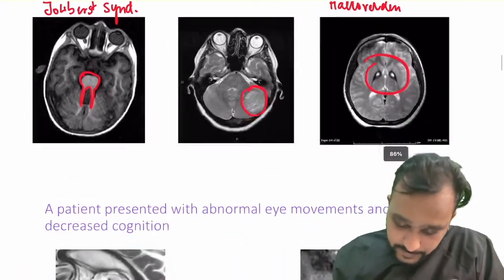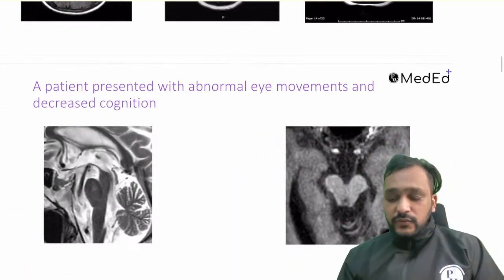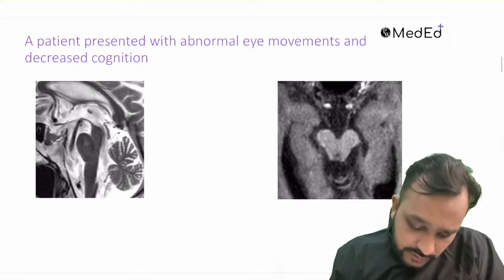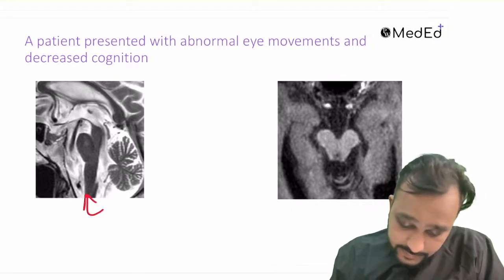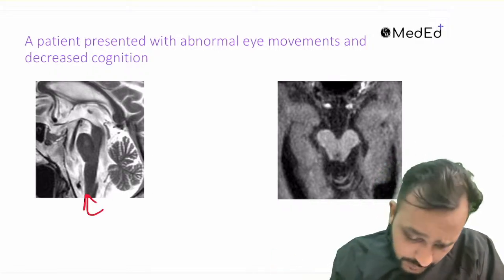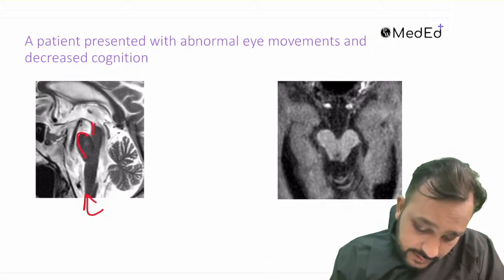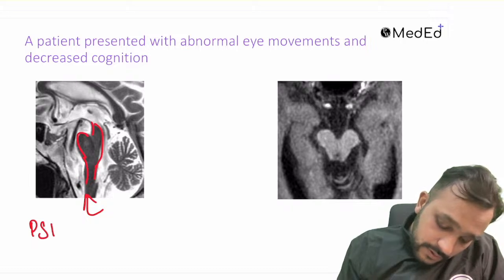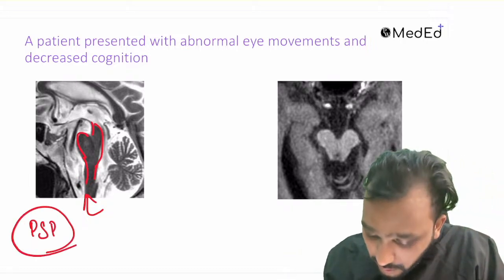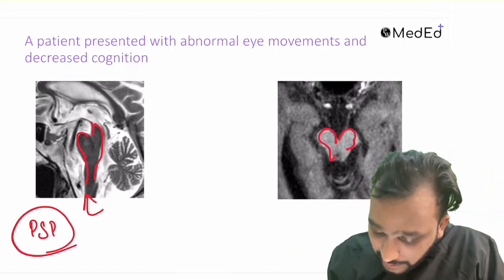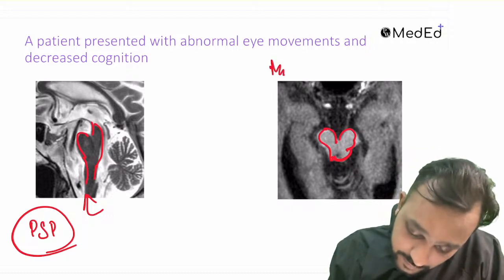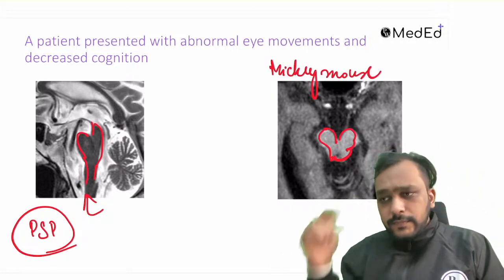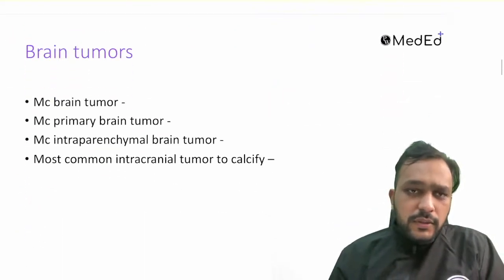disease, right? So a patient presents with abnormal eye movements and decreased cognition. What are we able to see? We are able to see that there is the hummingbird sign seen within the midbrain, right? And this hummingbird sign is seen in progressive supranuclear palsy. On the axial images it is going to have a Mickey Mouse sign. This is your progressive supranuclear palsy.